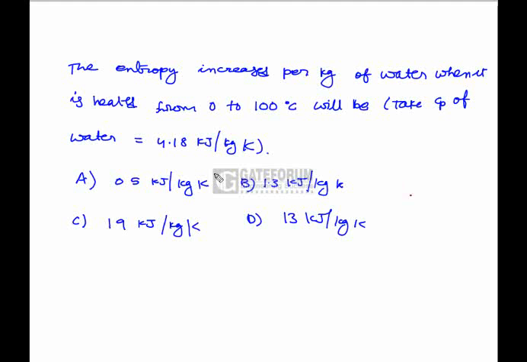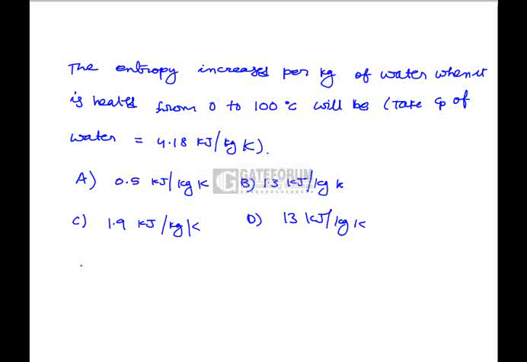Entropy increase per kg of water when it is heated from 0 to 100 degrees centigrade will be, take Cp of water is equal to 4.18 kilojoule per kg Kelvin, and here the options are 0.5 kilojoule per kg Kelvin, 1.3, 1.9 and 13 kilojoule per kg Kelvin.